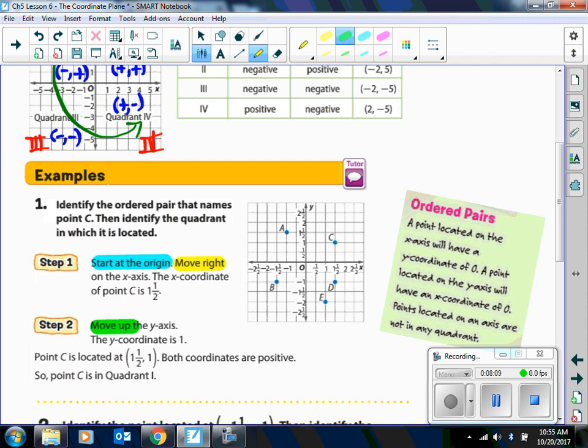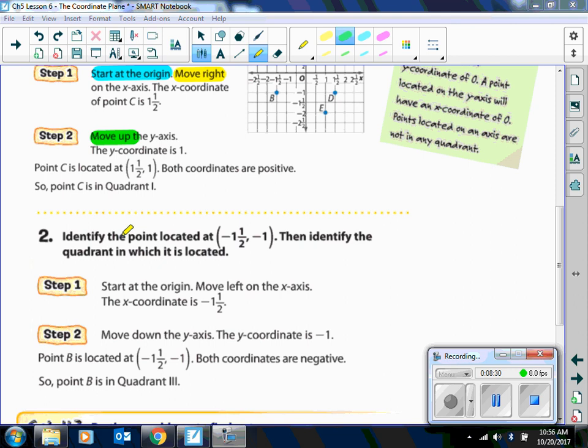So to identify this point, we're going to look at the movement to the right. So that's 1/2, 1, 1.5. And then we're going to move up the y-axis. That's 1/2, comma, 1. So here, this is going to be 1.5, comma, 1. Is everybody clear with that?